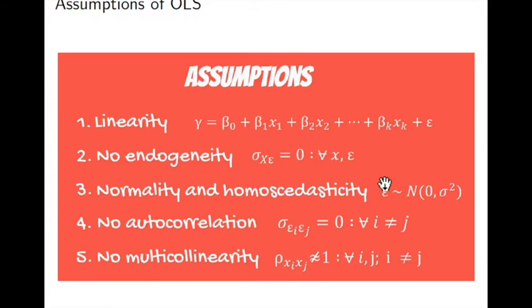Likewise, these errors, I can't observe them. Why? Because they are population quantities. So all of these assumptions are about things that we can't ever see or observe or know.